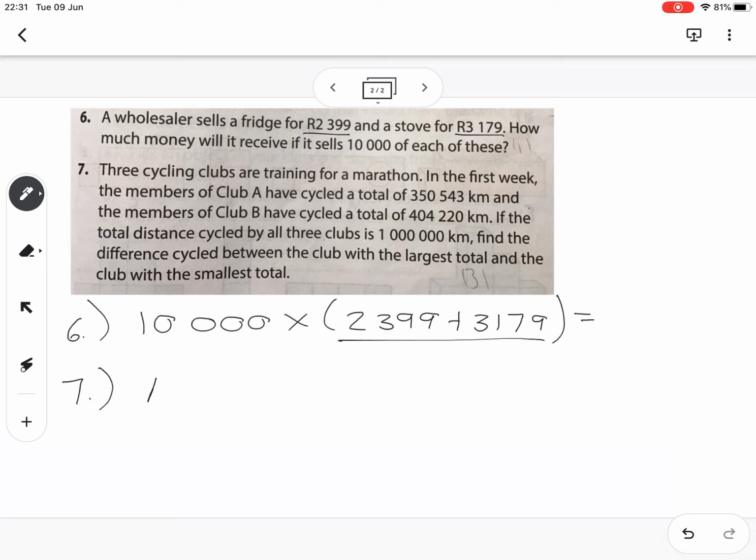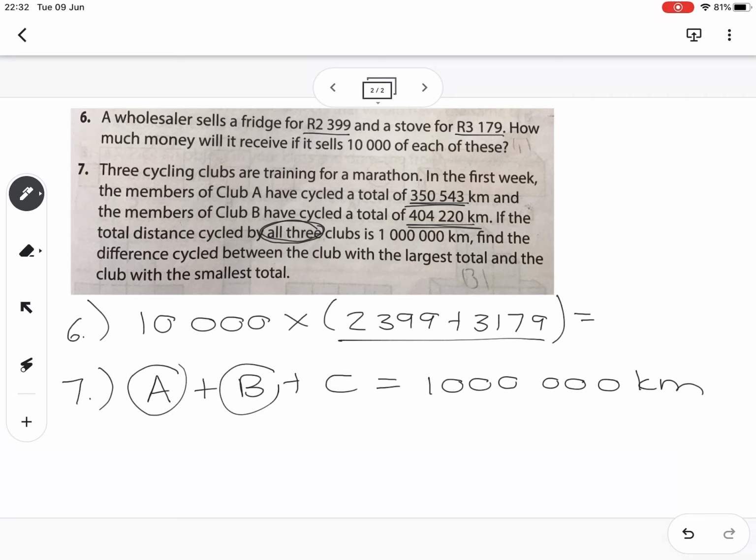Lastly, at number 7, there's 3 cycling clubs, Club A, Club B, and Club C. And it says here, they're training for a marathon. Here's Club A's total. There's Club B's total. And the total distance cycled by all 3, that's very important, is 1 million. Find the difference cycled between the club with the largest total and the club with the smallest total. Now you are only given 2 of the 3. You are given A and you are given B, right? We've got A's amount, we've got B's amount. But you're not given C.